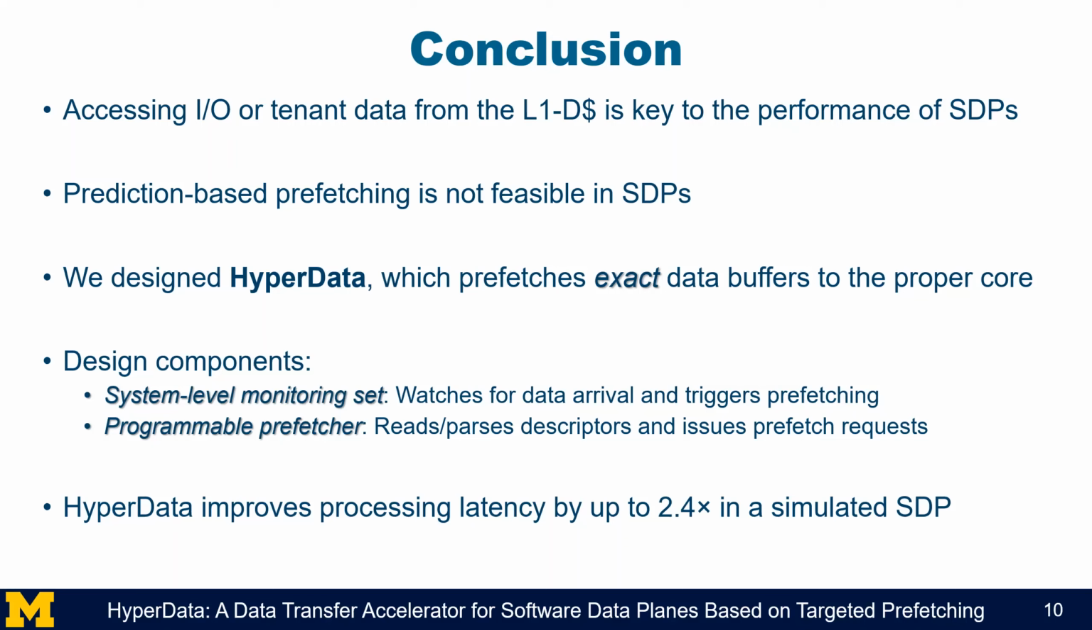HyperData watches for data arrival in the queues through a system-level monitoring set, and the programmable prefetcher of HyperData discovers what cache lines must be prefetched by reading the descriptors of data items. Our simulation results showed that HyperData improves processing latency by up to 2.4 times with a small area overhead.